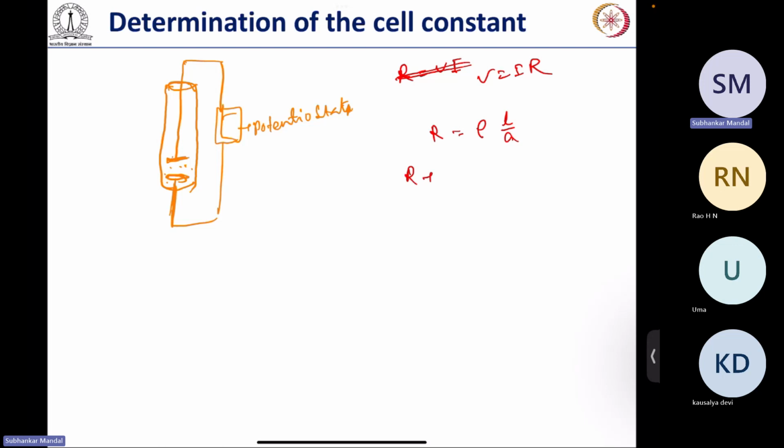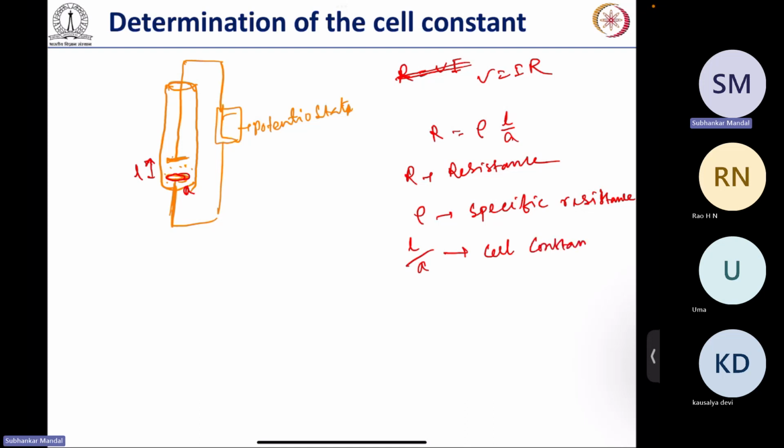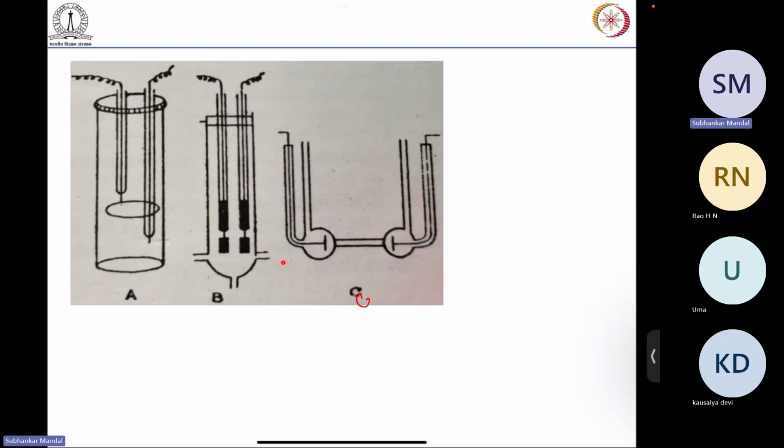What is R? R is the resistance. And what is rho? Specific resistance. L is the length between these two electrodes, and A is the area of the electrode. So this ratio L by A is called the cell constant. And what is the conductance?